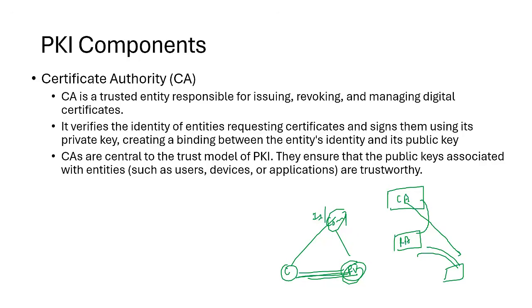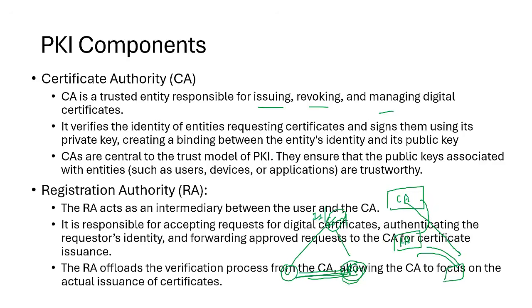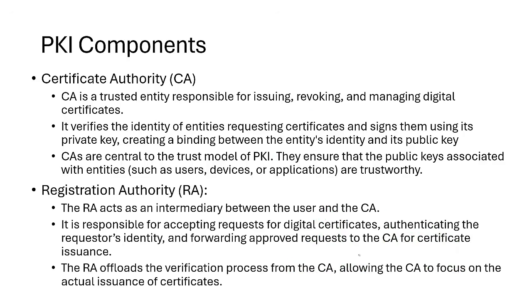In PKI, we have two servers. The Certificate Authority server is responsible for issuing, revoking, and managing certificates. It verifies the identity of the requester and signs certificates using a private key. CAs are central to the PKI trust model because they ensure that the public keys associated with entities such as users, devices, and applications are trustworthy. But to offload the work, because I don't want all the requests to go to CA, we introduce the next concept, which is called RA.